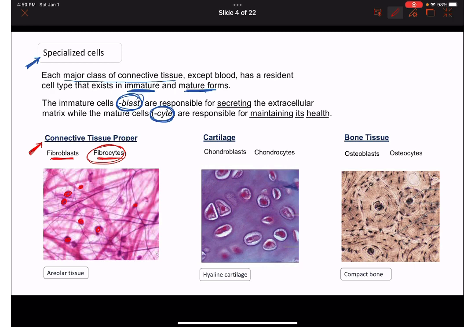And how do I know they're fibrocytes and not fibroblasts? Well, technically I don't, but if this is mature, healthy tissue, then likely the form that you're going to have there are the cytes, the mature form that are maintaining the health of the matrix. If you have damaged tissue, then that's where the fibroblasts are going to come in and produce more tissue.